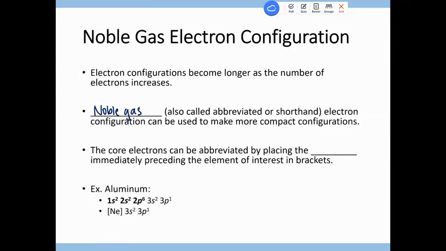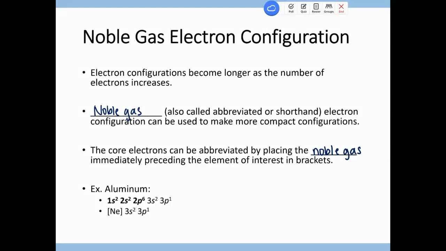Or the abbreviated or shorthand electron configurations can be used to make more compact electron configurations. So the core electrons are abbreviated by placing the noble gas immediately preceding the element of interest in brackets.